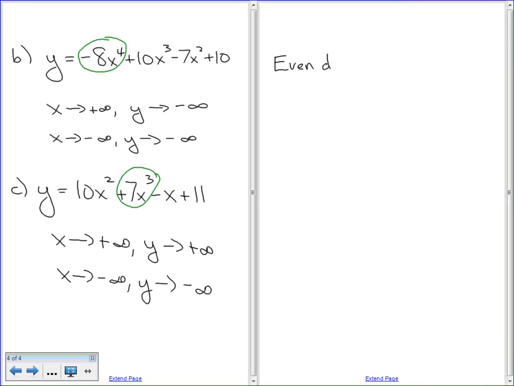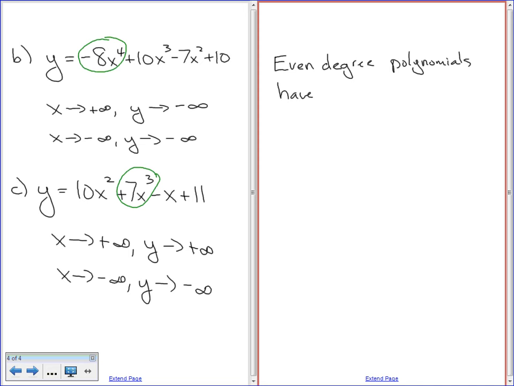And by even degree polynomials, I just mean that the degree is an even number, right? So even degree polynomials have the same end behavior. So if one side's going to positive infinity, ultimately the other side's going to as well, and vice versa. Odd degree polynomials, you'll see that they have opposite end behavior. So if one side goes to the negative, the other side always has to go to a positive.